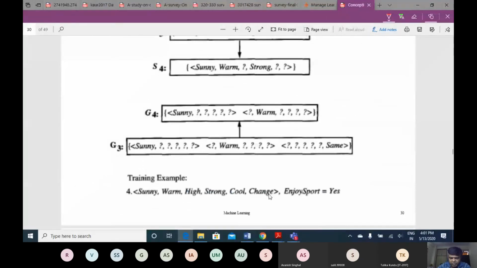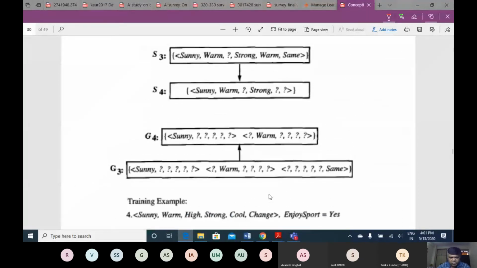Now we find another one: sunny, warm, high, strong, cool, change, and where it is yes. Okay, so we have found a positive training example, and let us see how we can change the general one using the positive cases. So this positive case will make this specific case more general.